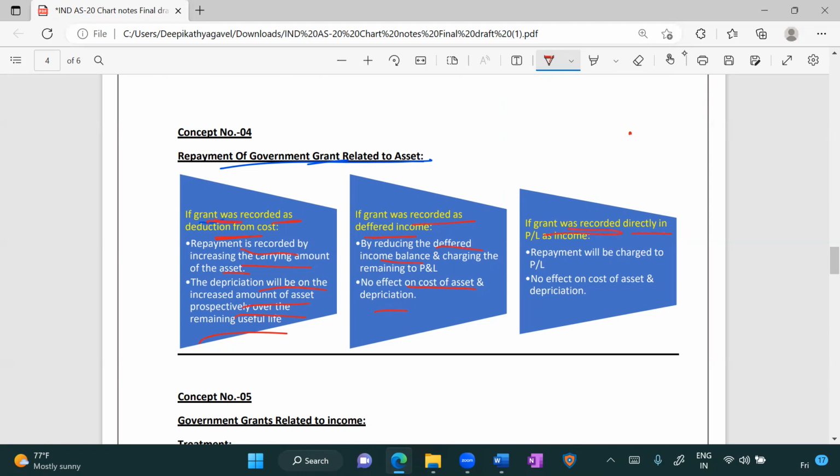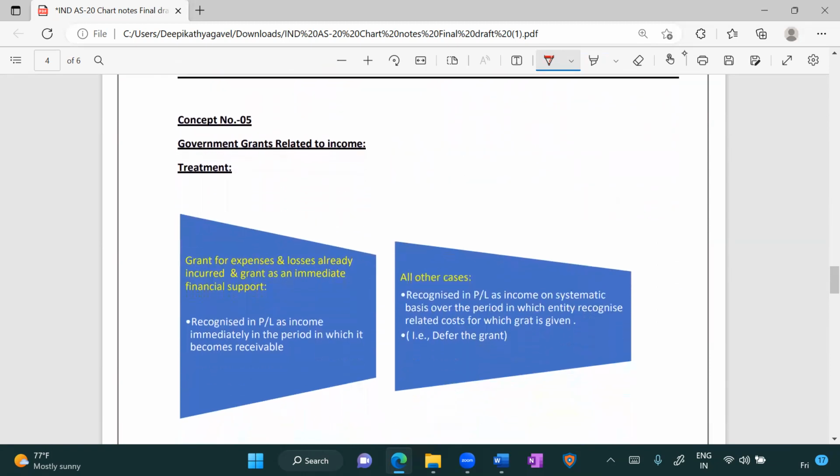In case the grant was recorded directly in P&L as income, now you will directly debit it in your P&L. The repayment will be entirely charged in your P&L, and no effect will be on the cost of the asset or depreciation. Depending on the initial treatment, the repayment will be treated.